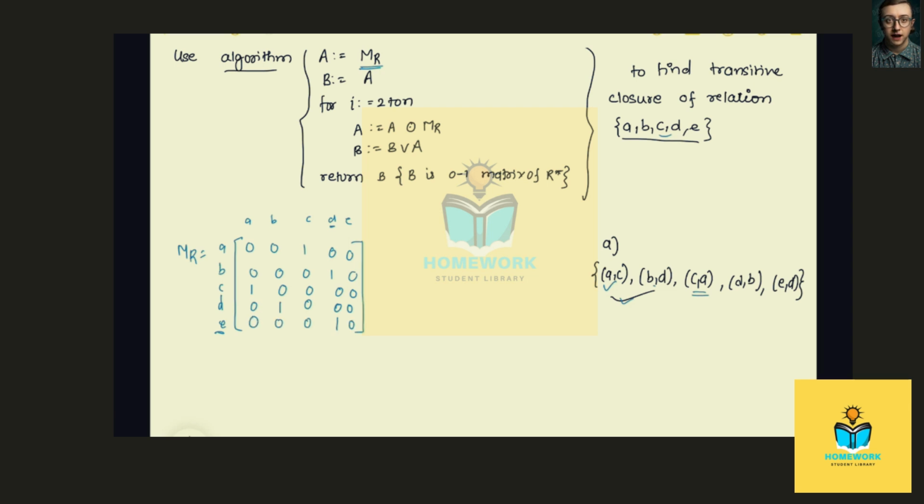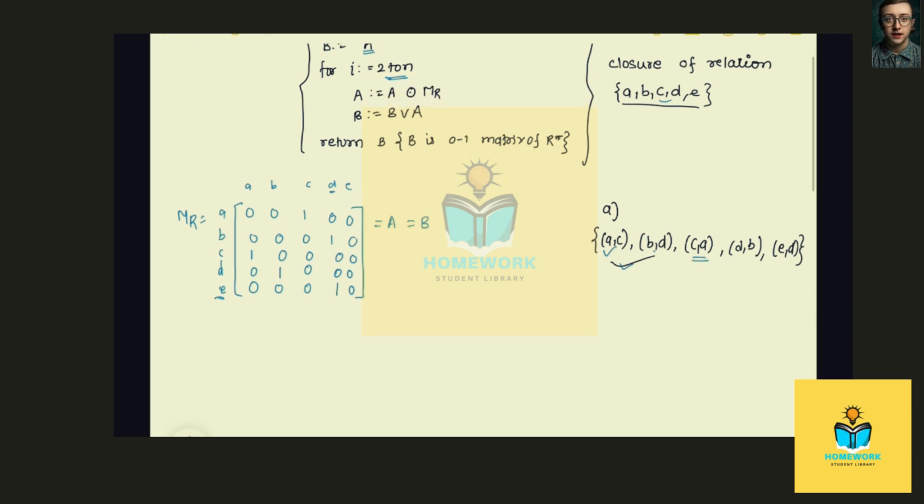So this is MR. The first step is we have to assign the MR value to A, so A equals MR, and then this A value is given to B, so this is B as well initially. Okay, so now we'll enter the loop and we'll start from 2 to n. Here 2 to n means we have to move till n elements, that is 5, and we'll start from 2 since we have already calculated the first value.